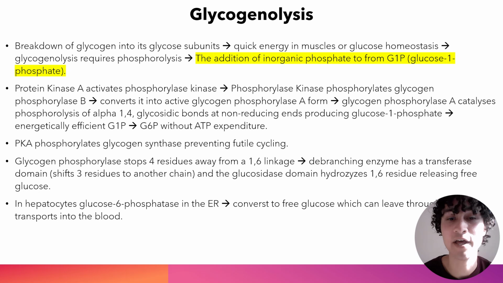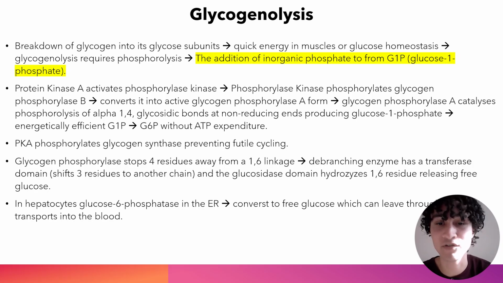Now, I just want to touch as well, as you know, glycogen has 1 to 6 alpha glycosidic linkages as well, and those linkages are dealt with by a debranching enzyme, okay, this transferase enzyme, and that enzyme has a hydrolysis domain, and it will hydrolyze those 1 to 6 residues, releasing free glucose. Okay, so glycogenolysis results in the generation of free glucose and also glucose 1-phosphate.